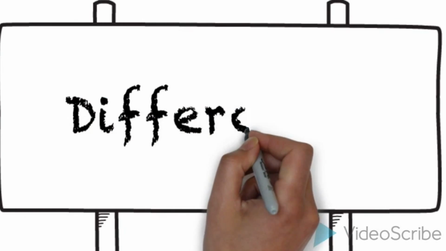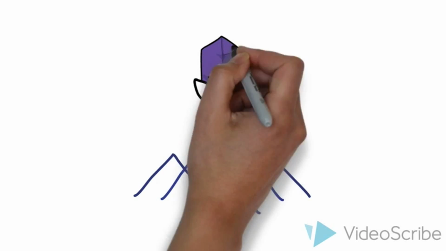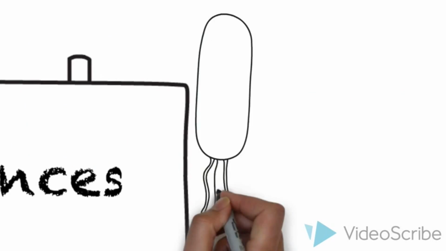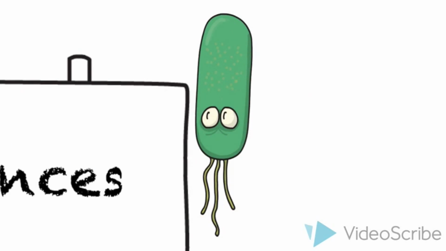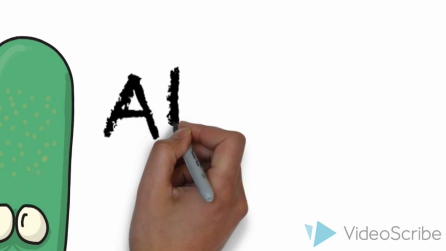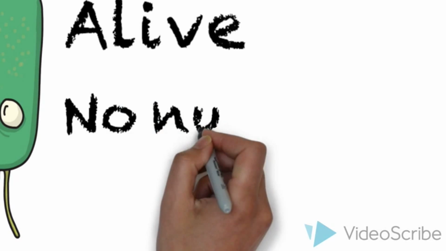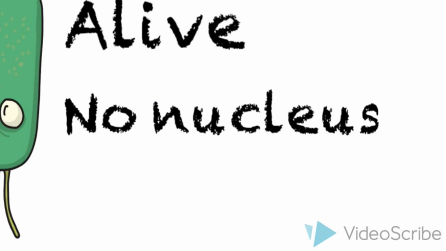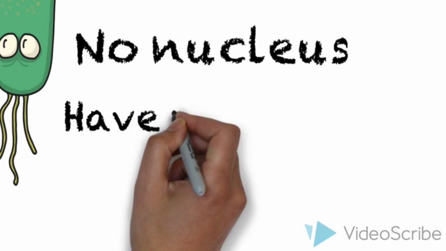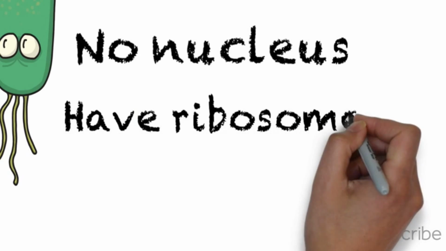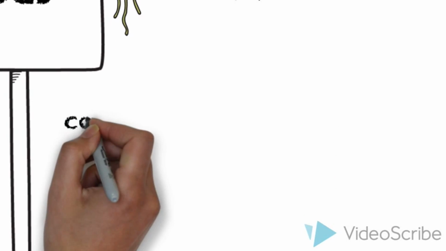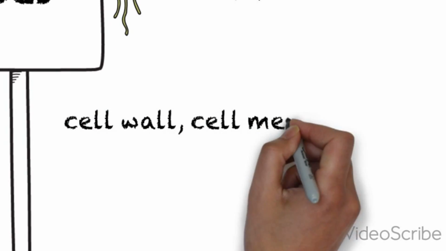So, what are the differences between viruses and bacteria? To start off, bacteria is considered a living thing. They have no nucleus, and they have ribosomes. They also have a cell wall and a cell membrane.